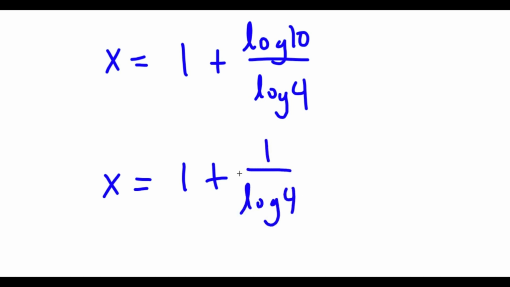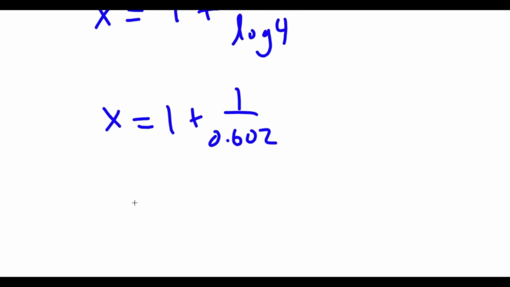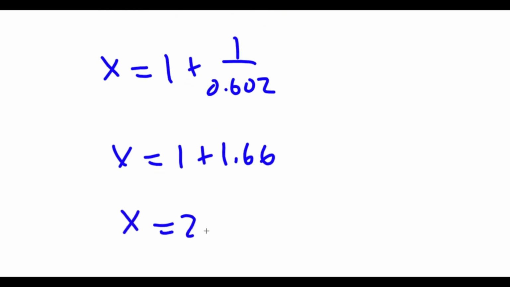And log 4 is equal to 0.602, so now I have x is equal to 1 plus 1 over 0.602, which is equal to 1 plus 1.66, meaning x is equal to 2.66.